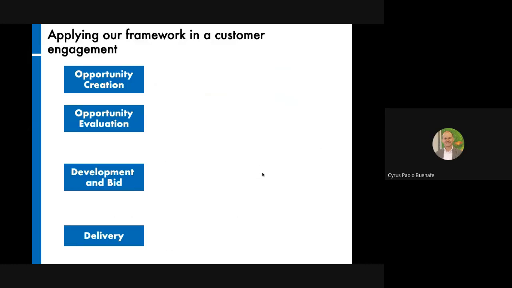So this is another way of how we look at customer engagements. We normally have opportunity creation, opportunity evaluation. So this is really at the start. We call this pre-sales in some cases, because you're not yet selling, right? You're just trying to lay the groundwork in order for you to eventually sell, right? And eventually, once you've started the opportunity creation and evaluation, then you do the development and really bidding for that project. Okay. And only then, after you've been awarded that project, do you actually do the delivery.